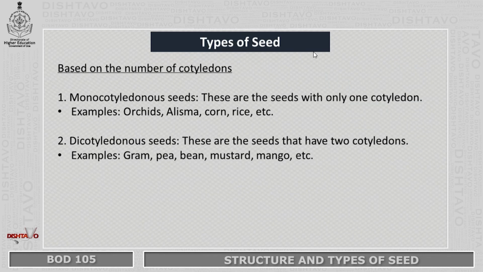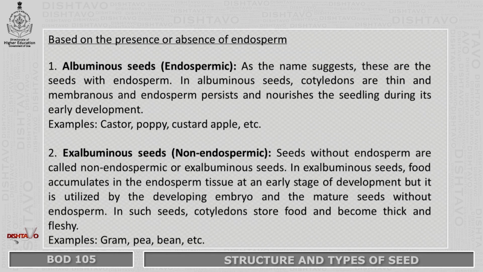As already said, the seeds are of two types, that is monocotyledonous seeds and dicotyledonous seeds, which are basically based on the number of cotyledons. Monocotyledonous seeds are seeds which have one cotyledon, example like orchids, corn, rice, etc. Whereas dicotyledonous seeds are the seeds that have two cotyledons, example gram, pea, bean, mustard, mango, and so on.